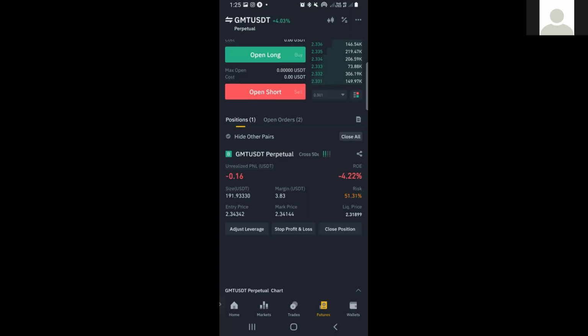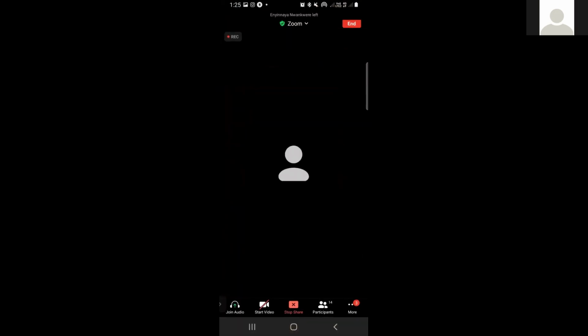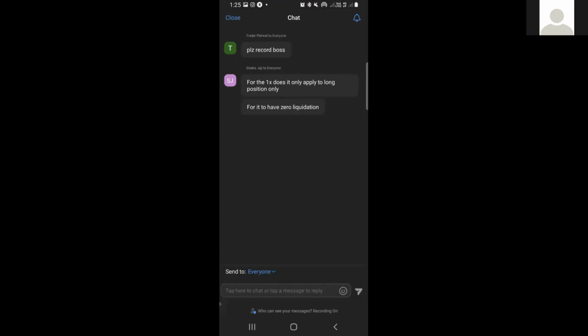For 1x, does it apply only to a long position, with zero liquidation? Yes. You saw us do it here. Once you open a short 1x, you automatically have a liquidation. But Binance themselves believe any coin they list on Binance cannot go to zero, no matter how, which is true.